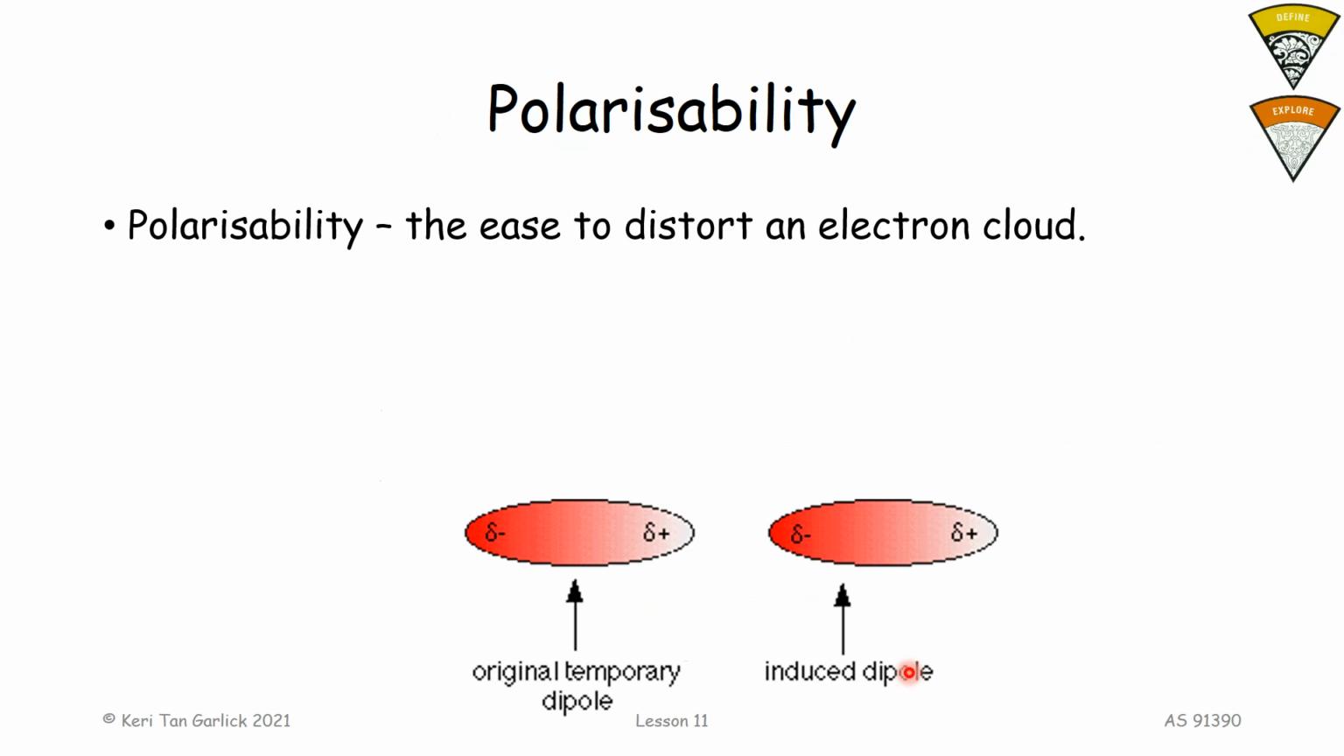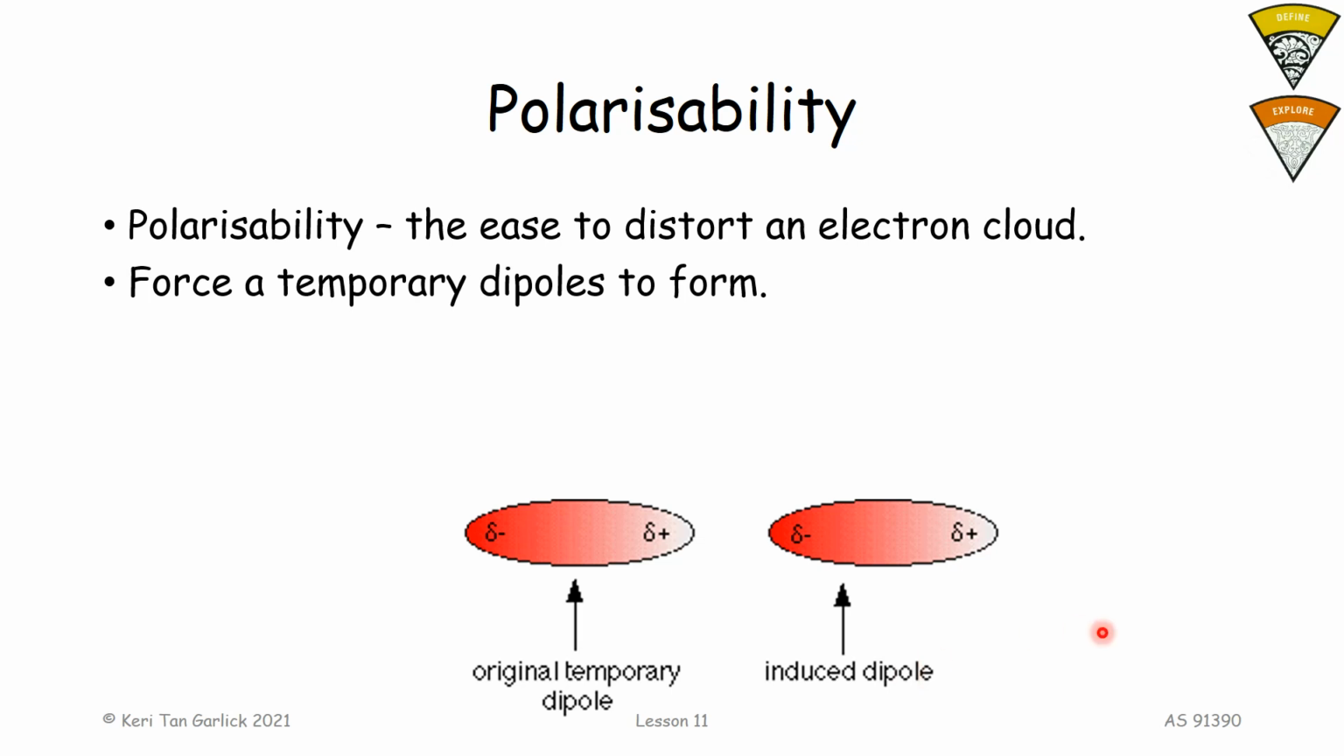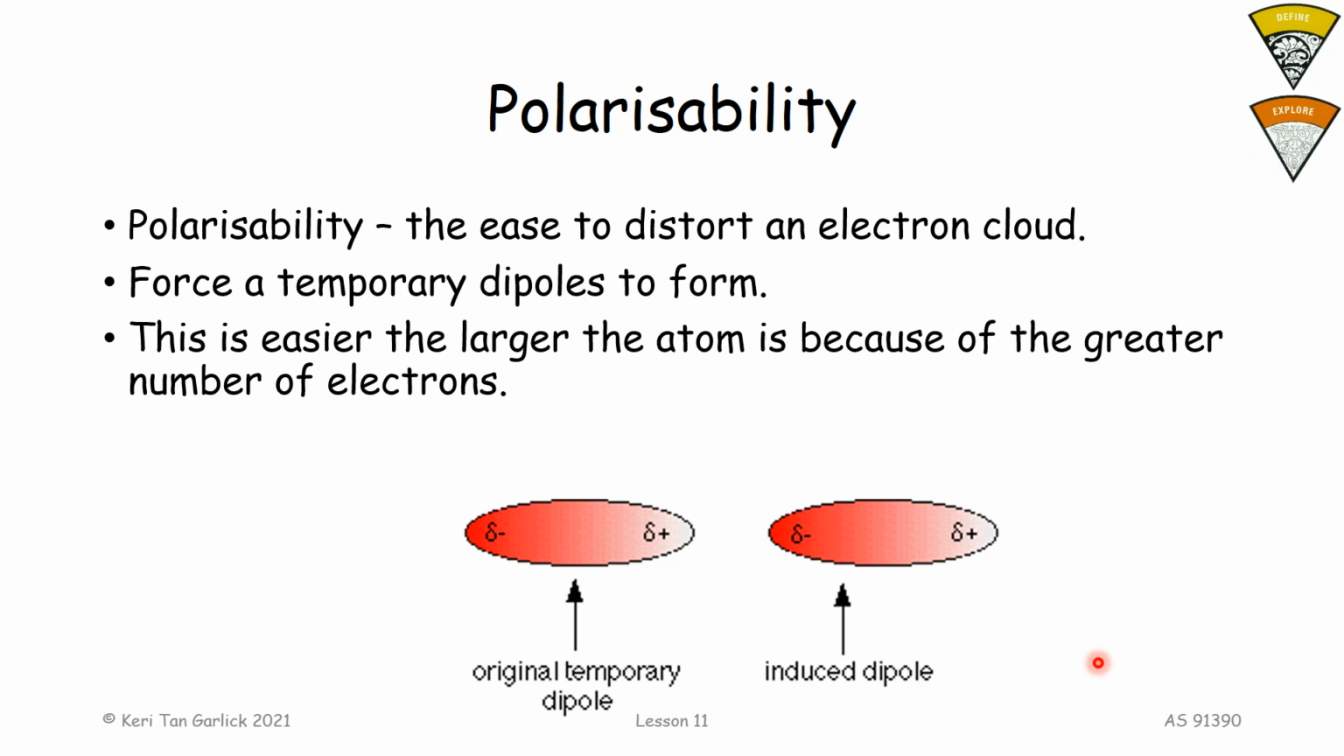So the next thing to think about when it comes to inducing a temporary dipole is how easy it is to distort the electron cloud, which is known as polarizability. Can't pronounce that word. It's just that force of attraction to create a temporary dipole. When it comes to the trends and patterns, this will increase the larger the atom is. And this is because there are more electrons present. So since there's more electrons present, it's more likely to get that unequal distribution of charge. There's lots of electrons there that can then be influenced to pull in a different direction.